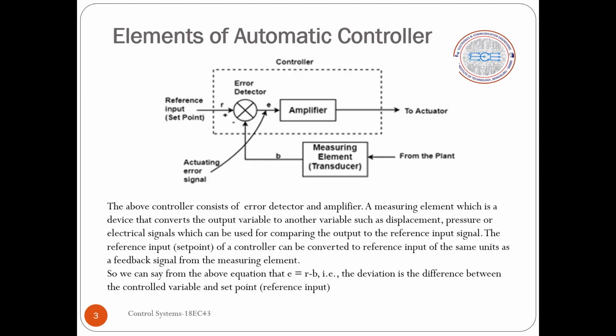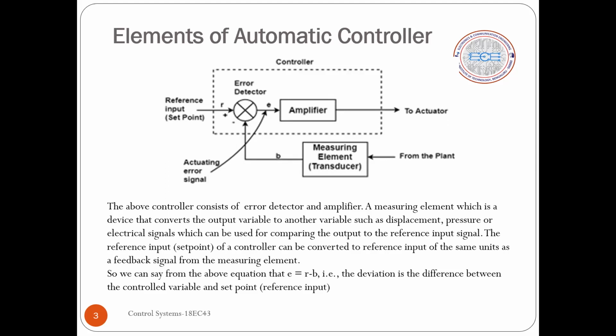The basic block diagram of a controller looks like this. Here we have the figure which shows the different elements of the controller. The primary element is the error detector. The error detector is a very important component here, because it generates the error signal, and the error signal in turn initiates the control action. That control action is forwarded to the plant, that is, the system. So the error detector is very important.